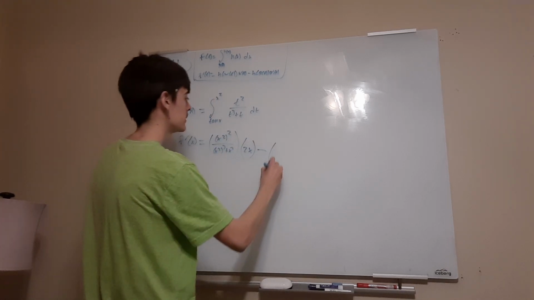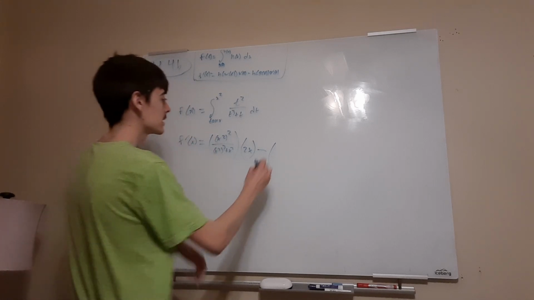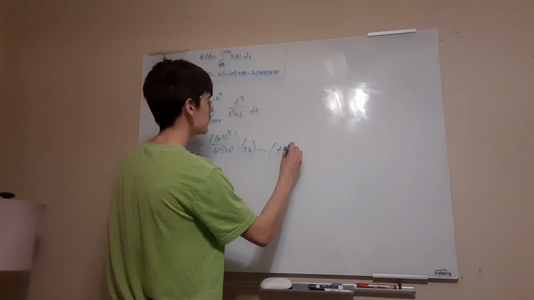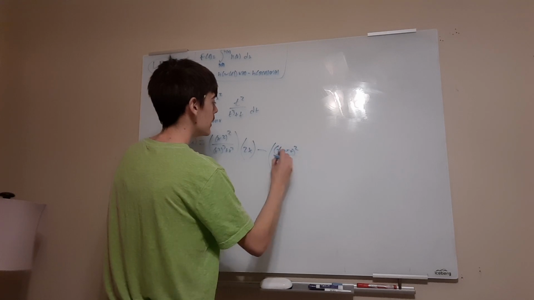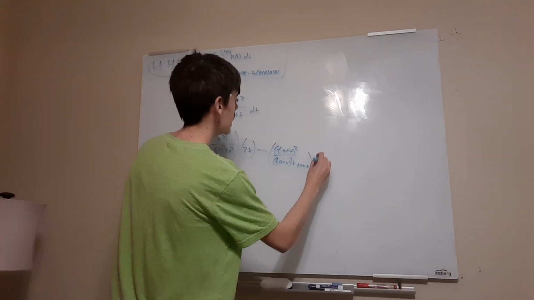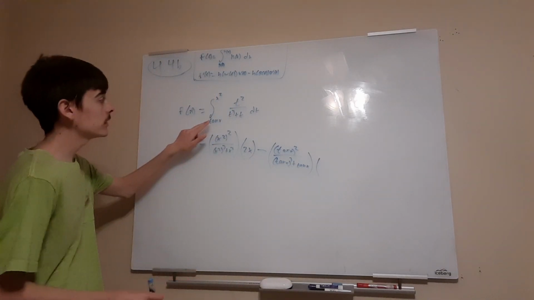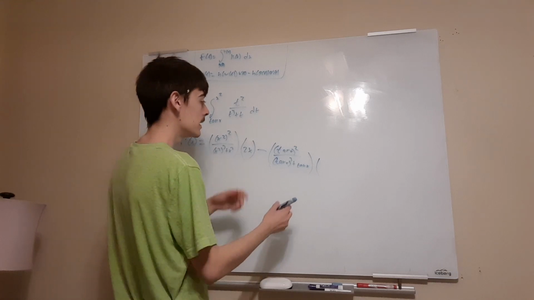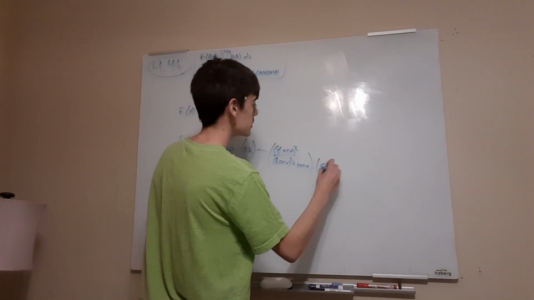And subtract, plugging in the bottom bound, which is tangent x. So this will give us tan x squared over tan x cubed plus tan x. And then you have to remember, multiply by the derivative of the bottom bound, so the derivative of tangent will give us secant squared x.